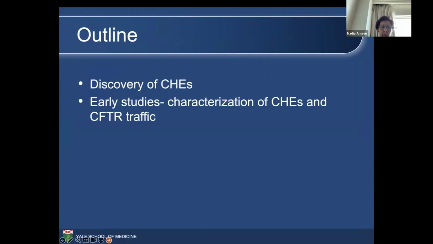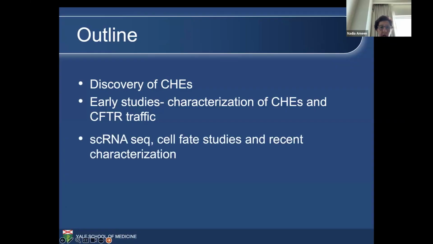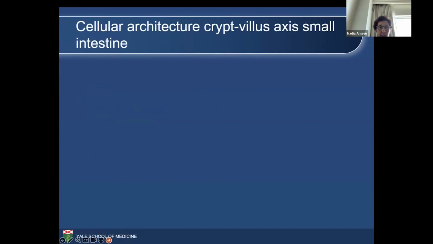So in terms of outline, I'll touch a little bit about the discovery of cheese and the early studies that we conducted on the characterization of these cells and CFTR traffic within these cells, and then touch on the more recent single-cell RNA-seq studies and our studies to determine the cell fate of these cheese cells and recent characterization. And finally, a word about the relevance to CF intestinal disease.